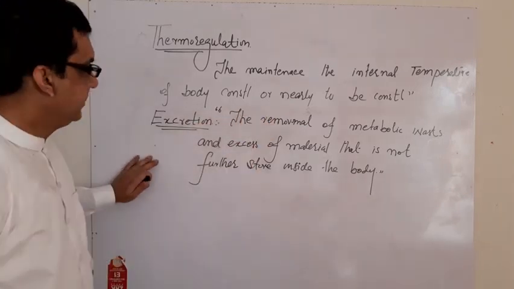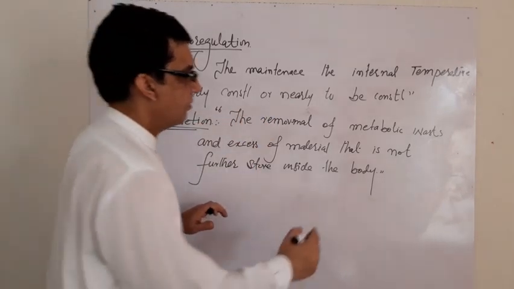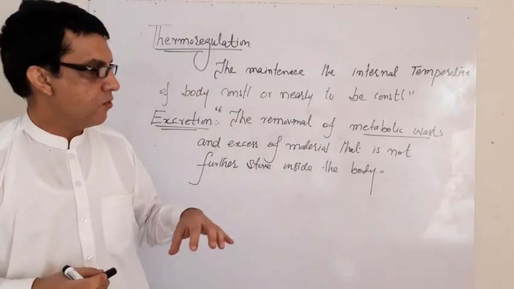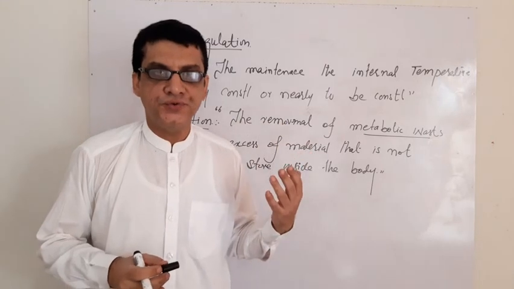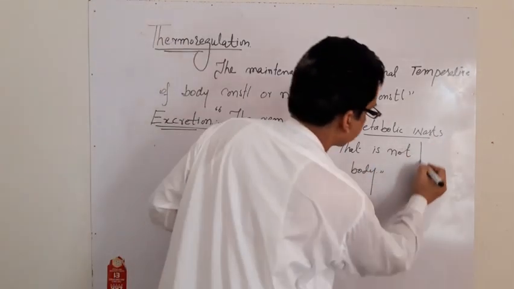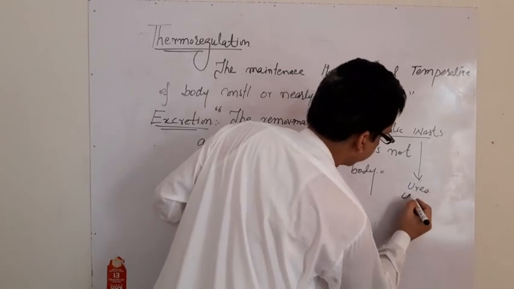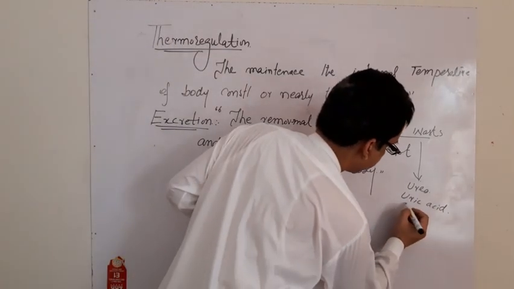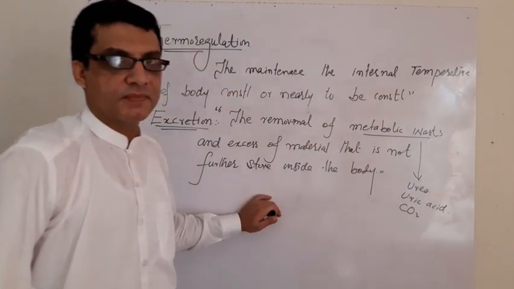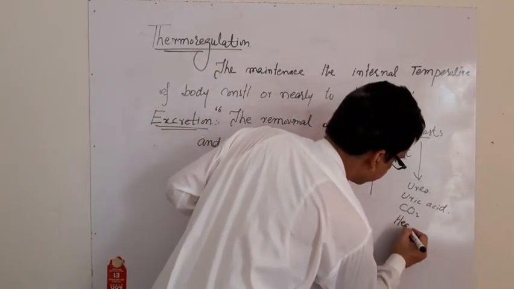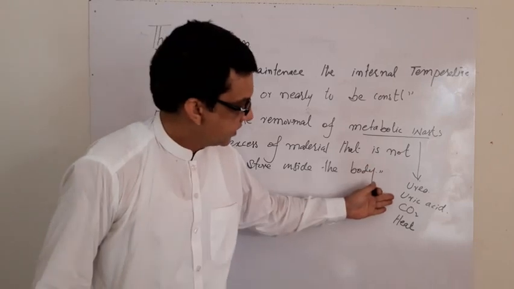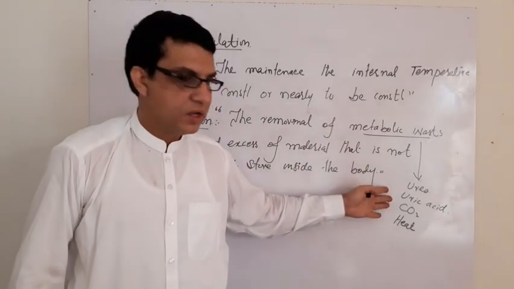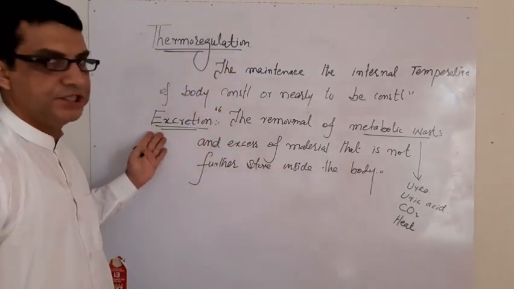Now let's explain this definition. What does it mean? The removal of metabolic waste. What is metabolism? You know that a lot of chemical reactions take place inside the body. During these reactions, some wastes are produced and they are toxic to the body. For example, urea, uric acid, carbon dioxide, which is a gas, and heat. So urea, uric acid, and carbon dioxide result from metabolism. The removal of these metabolic wastes is called excretion.